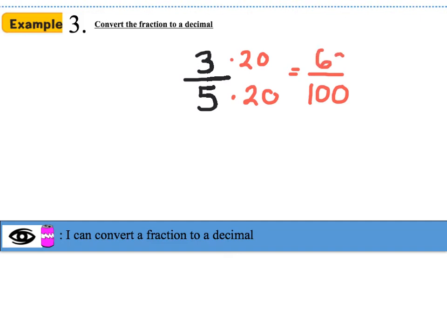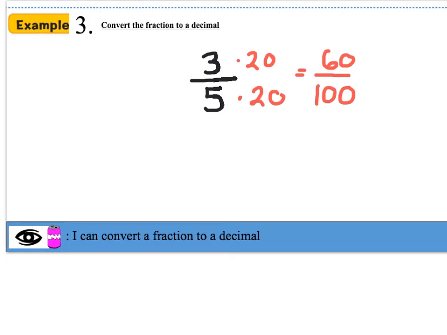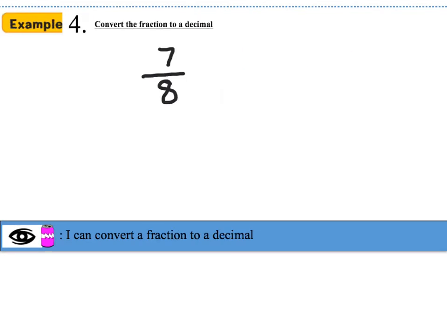That becomes 60. And now I can just place my numerator with a decimal in front of it. So I know that 3 over 5 is equal to 6 tenths. So the decimal would be 6 tenths, or you can say 60 hundredths.